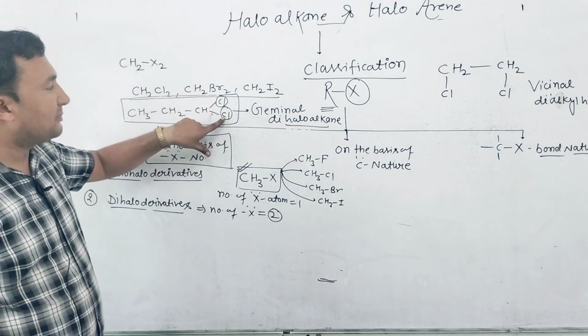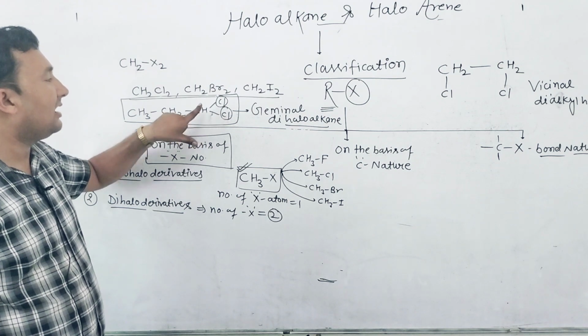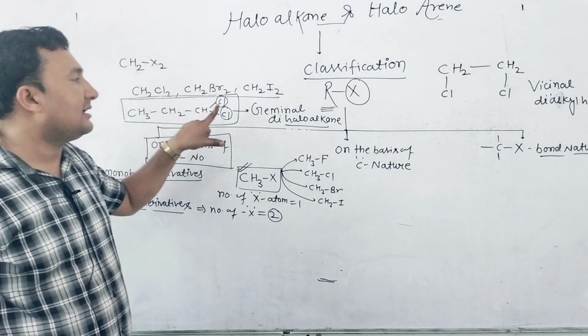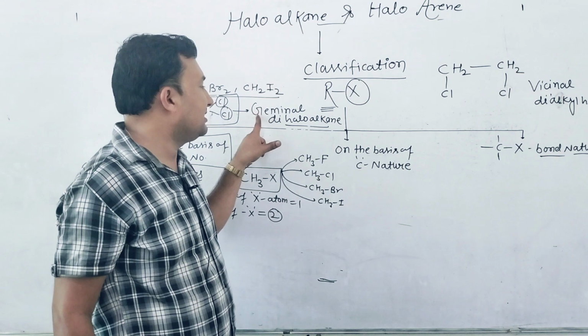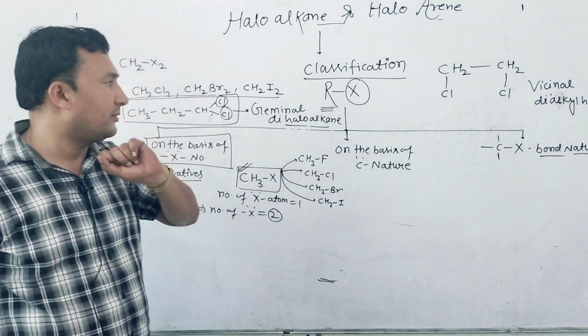If two halogen atoms are present, but both the halogen atoms are on the same carbon, then we call that geminal dihaloalkane or geminal dialkyl halide. That's a very important point.